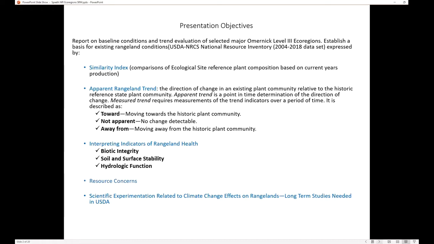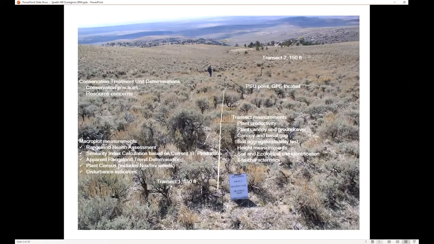So the NRI, this is what an NRI plot looks like. It's a 0.4 acre macro plot with 250-foot tapes aligned north and south, east and west, and a variety of data is collected on the transects within the macro plot and for the field. For example, up in the upper left-hand corner, we record any obvious conservation practices that are applied on the site, resource concerns that the field crew sees, and then there are macro plot measurements.